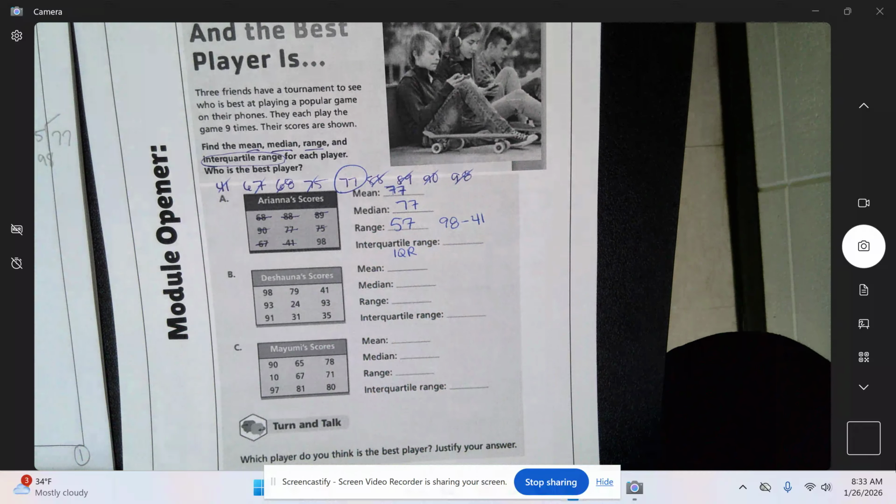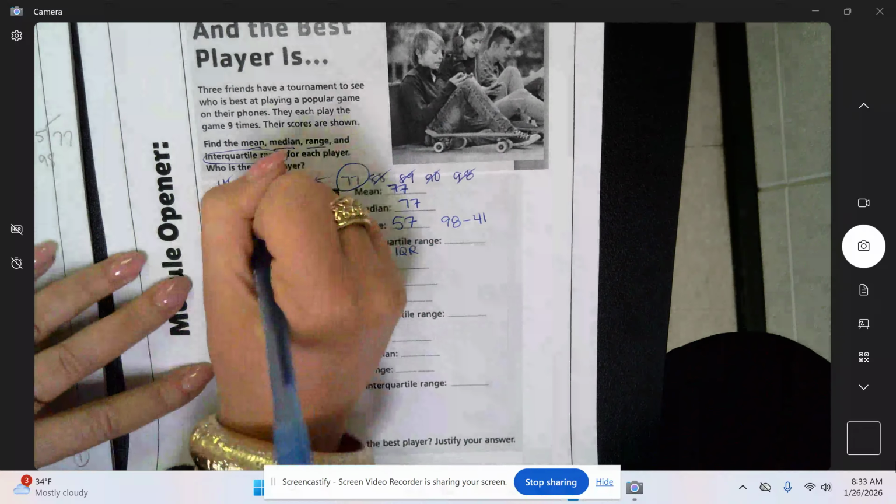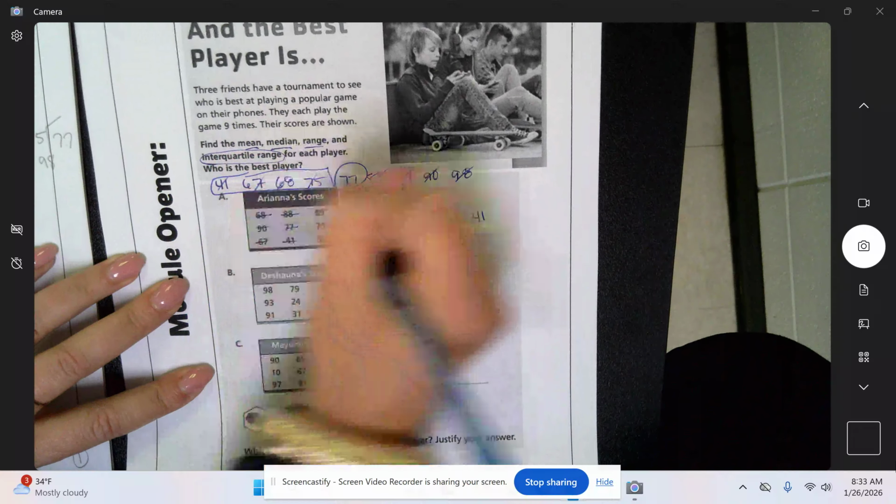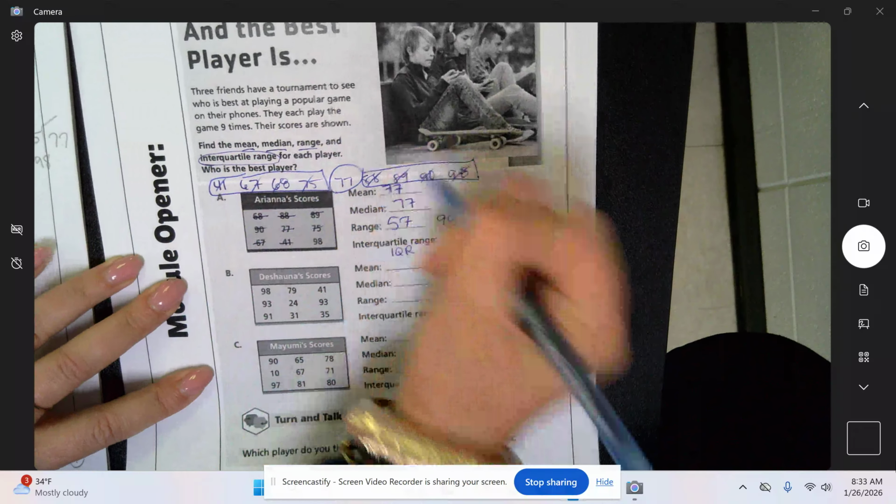Y'all remember how to find the IQR? Nope. All right, so interquartile range means that we have to find the middle of the lower half, the middle of the upper half, and then subtract the 2 numbers. Because we've already found the middle, you don't use the median number. So we've got the lower quartile and we've got the upper quartile.